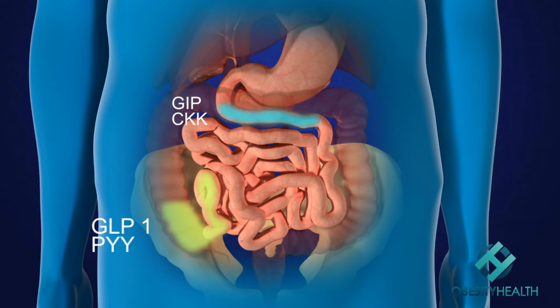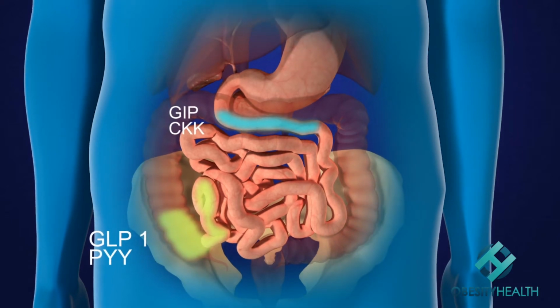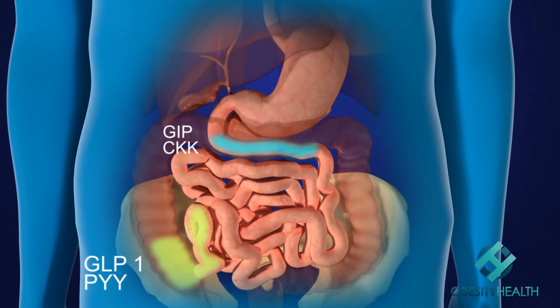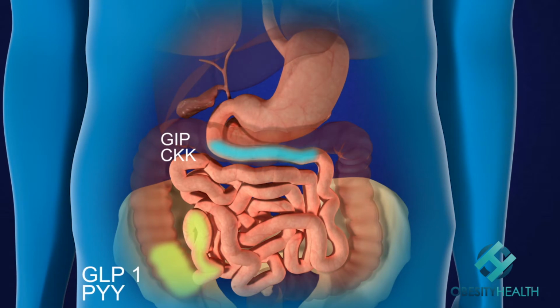On the other side, GIP and CCK are produced mainly in the first portion of the small bowel. These hormones can delay gastric emptying and increase fat digestion.